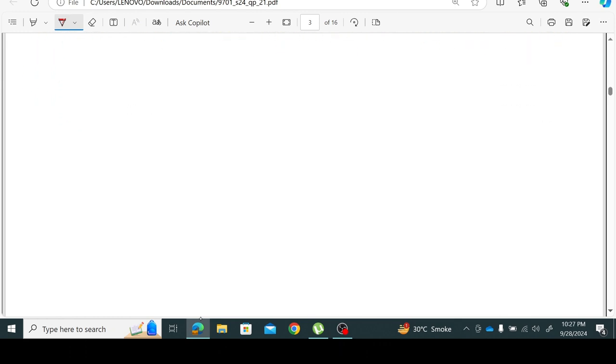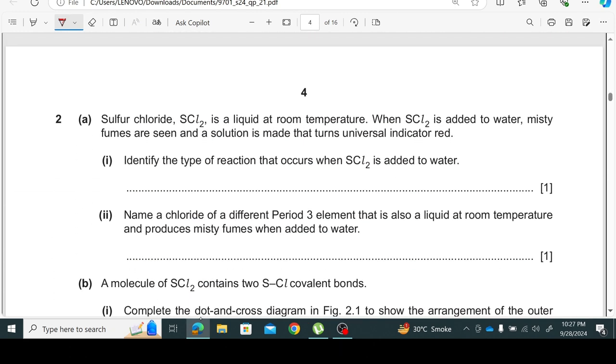So the next question is, sulfur chloride is a liquid at room temperature. When added to water, misty fumes are seen and a solution is made that turns universal indicator red. Number one hint is misty fumes.